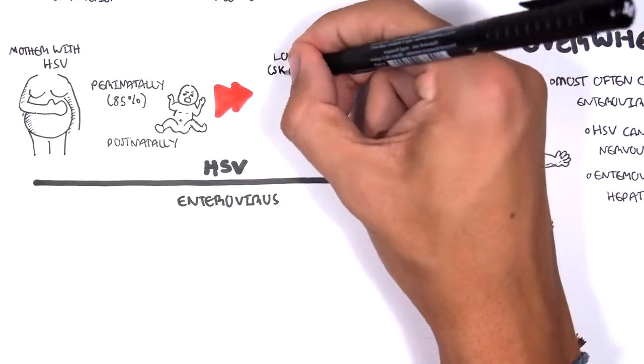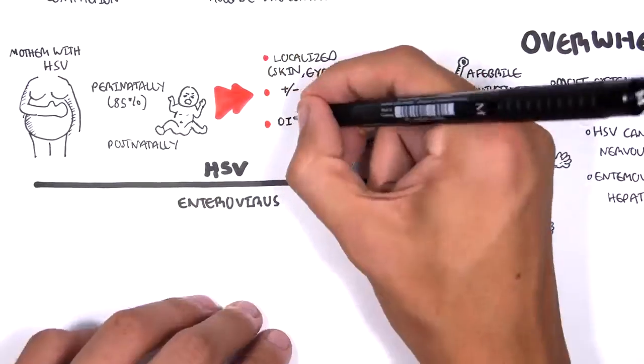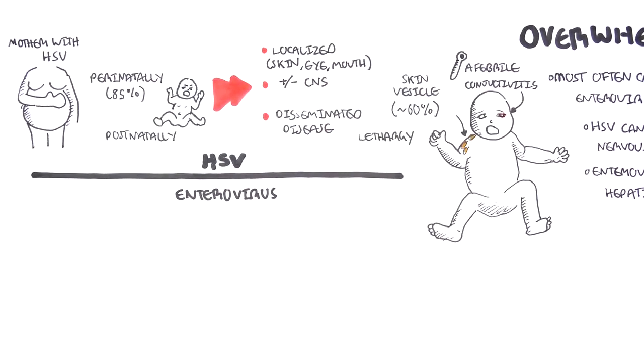It can cause localized skin infection, as in the skin vesicles. It can cause a mouth infection, plus minus CNS involvement, and or disseminated disease leading to the overwhelming viral infection.